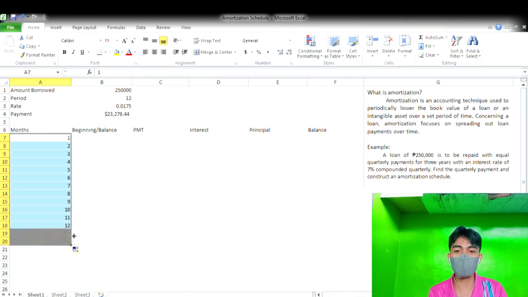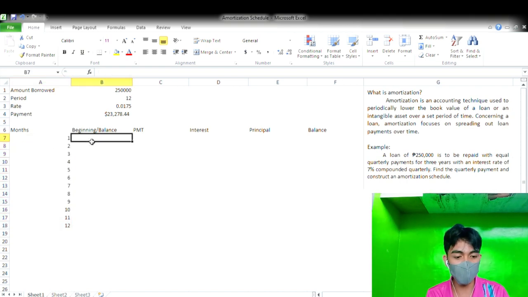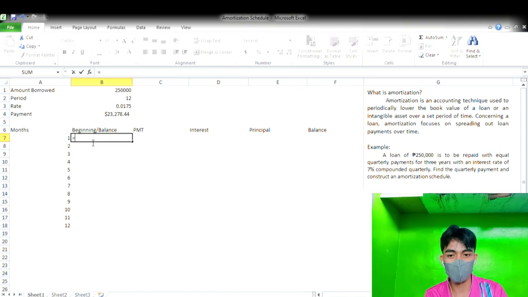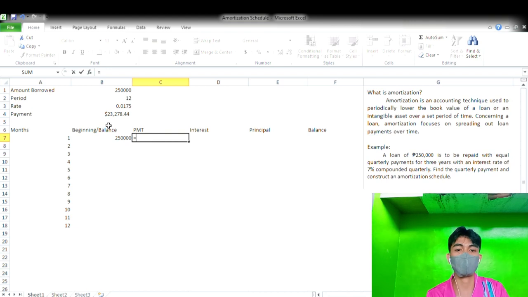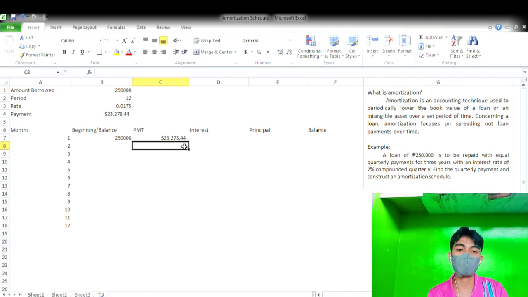Alright, so our beginning balance is 250,000, equals sign, and just click this cell and enter. That is our beginning balance, which is 250,000. And our PMT or payment, equals sign and click this cell, the payment. Alright, 23,278.44.